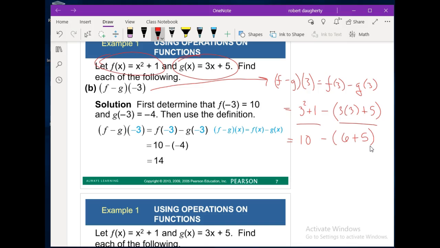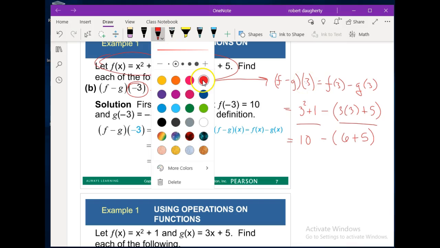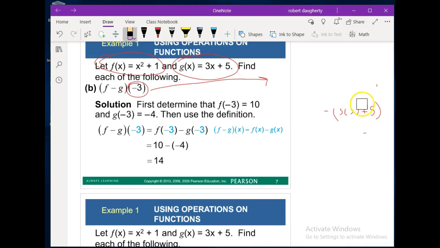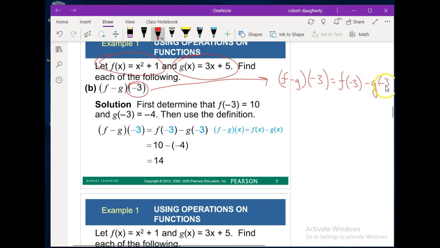Let me back up, sorry. This is a negative 3. I'm substituting f minus g of negative 3, so it's a negative that goes in there. I tell you what, let me just erase this. It'd be easier to erase it and go forward. So f minus g of negative 3. Sorry about that. So it's f minus g of negative 3, which is f of negative 3 minus g of negative 3.